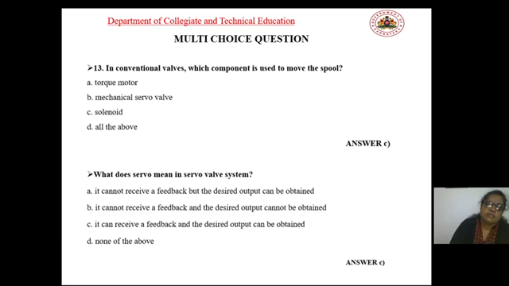I have highlighted certain multiple choice questions here along with the answers. In conventional valves, which component is used to move the spool? Torque motor, definitely not. Mechanical servo valve, of course not, since it is a conventional valve. So the answer is solenoid, which is used to move the spool.